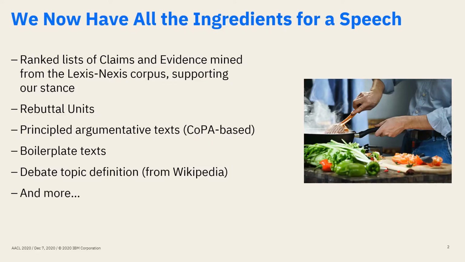By now, we have all the ingredients for creating a speech: ranked lists of automatically extracted claims and evidence that support our stance, rebuttal units, argumentative texts manually composed for classes of principled arguments, boilerplate texts, debate topic definitions from Wikipedia, and more. In this part of the tutorial, I will give you the recipe for generating speeches from these ingredients.